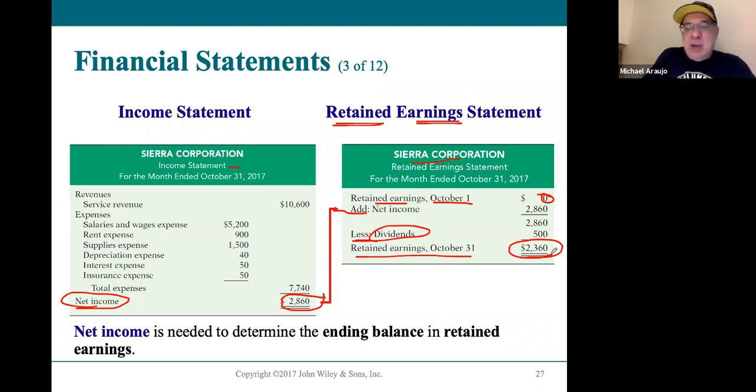That's a retained earnings statement. Notice that the period of time for the income statement and the retained earnings statement are the same, because the retained earnings statement is dependent on the income statement, and it tells you the story of the profits of that period of time. So it can't be a different period of time. It has to be the same period of time.